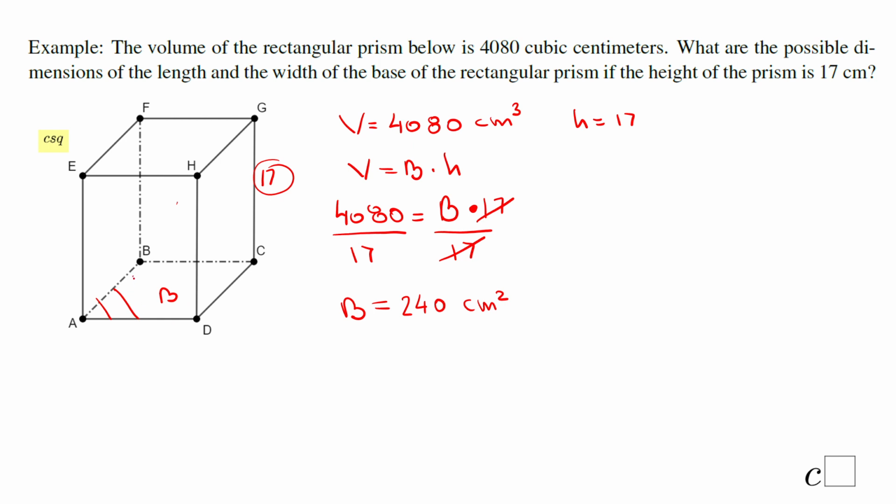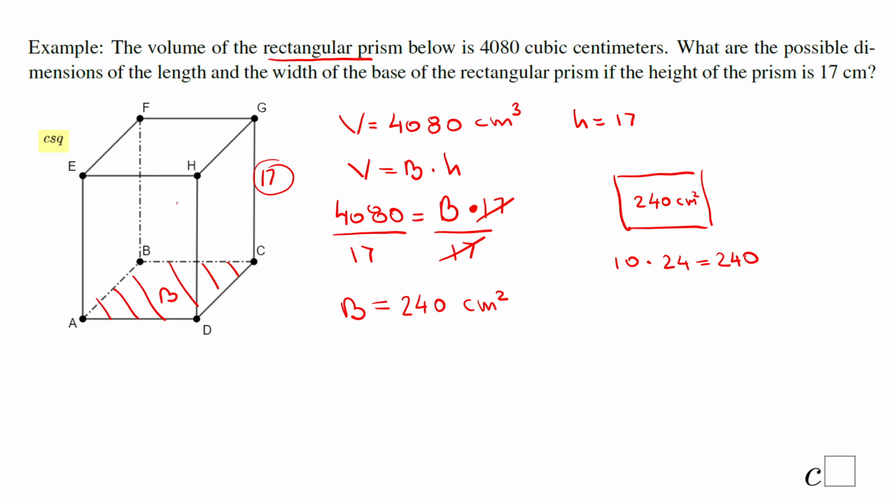A, B, C, D, that rectangle, right? Because it says it's a rectangular prism. So the question is, can we find any choices for which this area will be 240 square centimeter? Of course, you can find plenty of them. One of them can be 10 and 24. That would be 240. Okay, so the length 24 and the width 10.